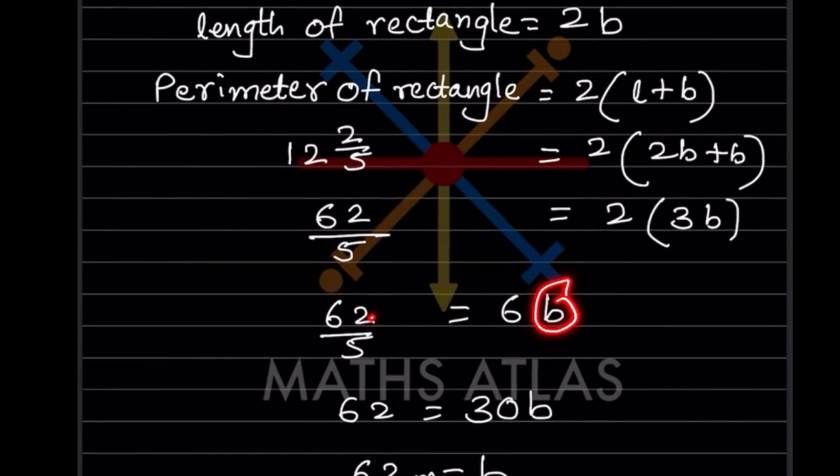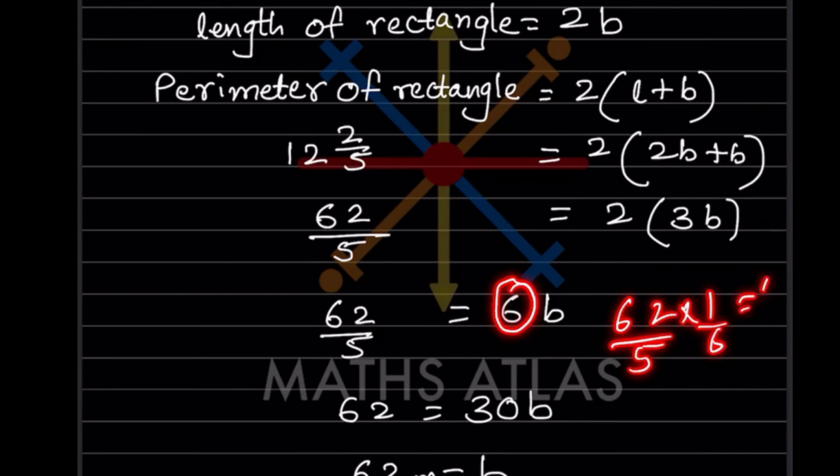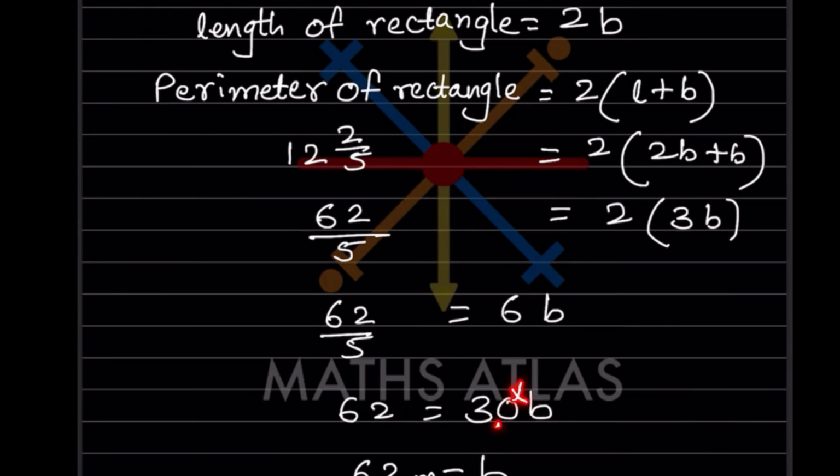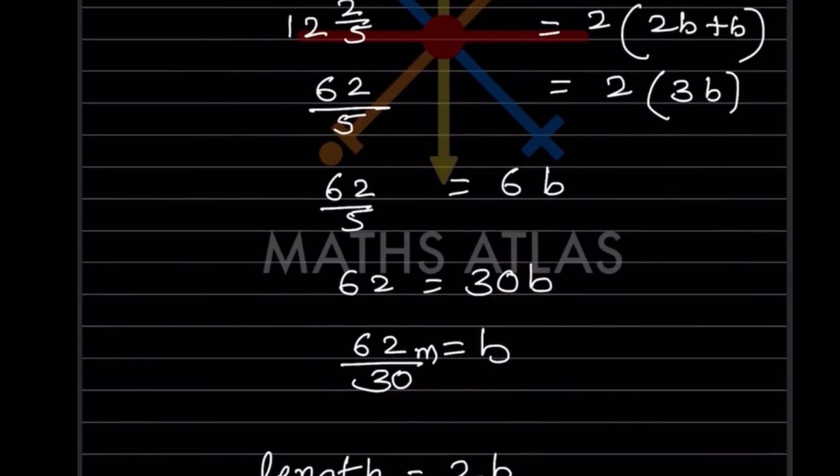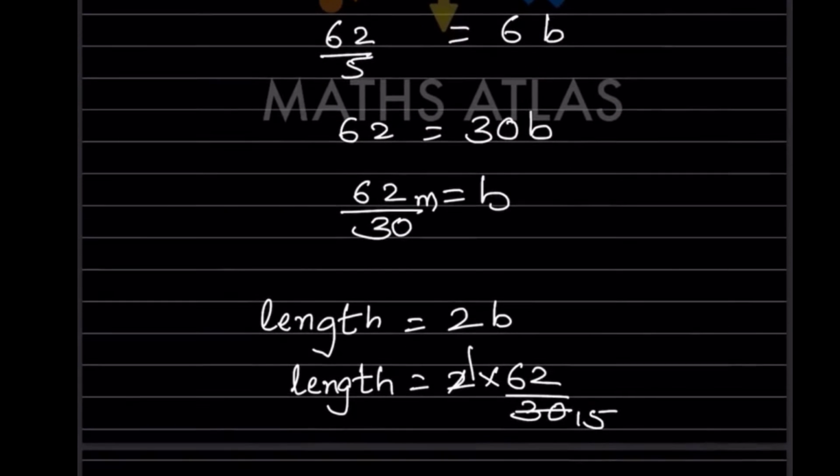So we want b, so 62 by 5, or we can do one thing, we can also bring this on this side, so this is going to be 30b. Now we can bring this 30 over here, or we can do 62 by 5 into 1 by 6 is equal to b. Anyways you can do it. So now this is b, so 30 will go in the denominator. Let us keep this as it is instead of simplifying it first. Now we know the length, now this we got as b. Now the length is given as 2b. So what will you do? You will write 2.